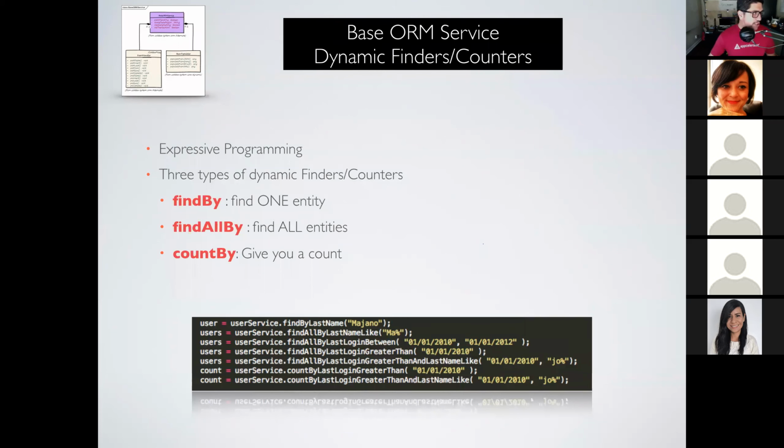Let me get my annotation tool here. You can see here, I can say find by last name. I can say find all by last name like. I can say find all by last login between, last login greater than, and last name like. So you can use ands and ors. And you can say count by last login greater than and last name like. So it can become a really expressive function for you to actually find out some information about the database.